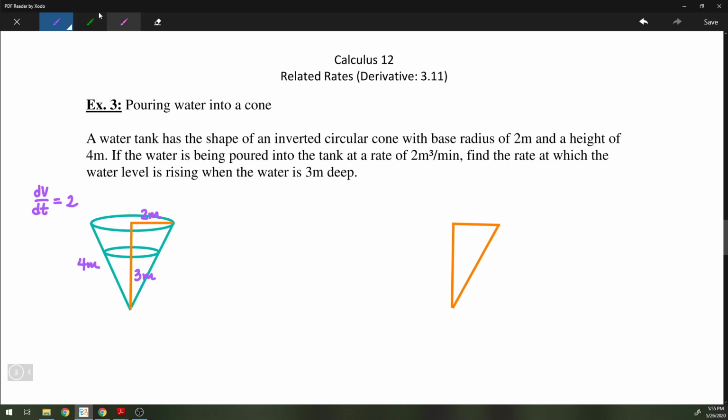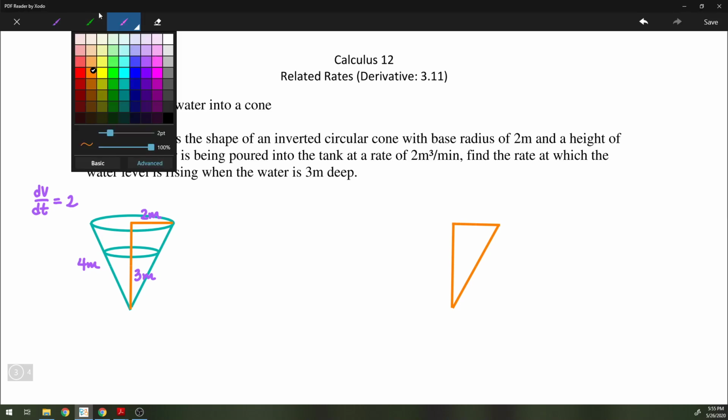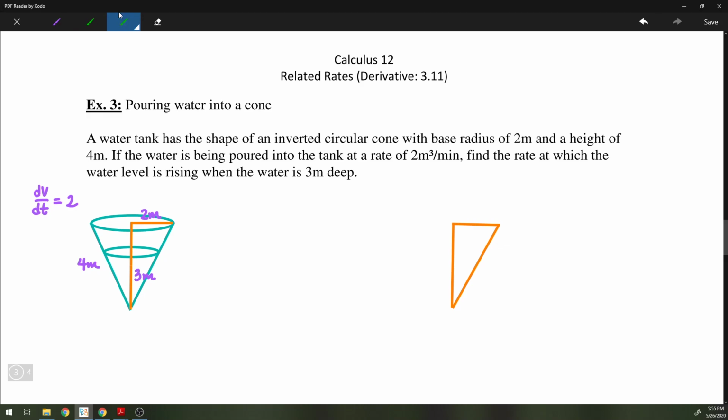So again, we want to relate all the variables together using an equation of some kind. In this case, we have V equal to 1/3 pi r squared h. Okay. Now notice that we have a variable r here that we wouldn't know what to do with because we're looking for dh/dt.